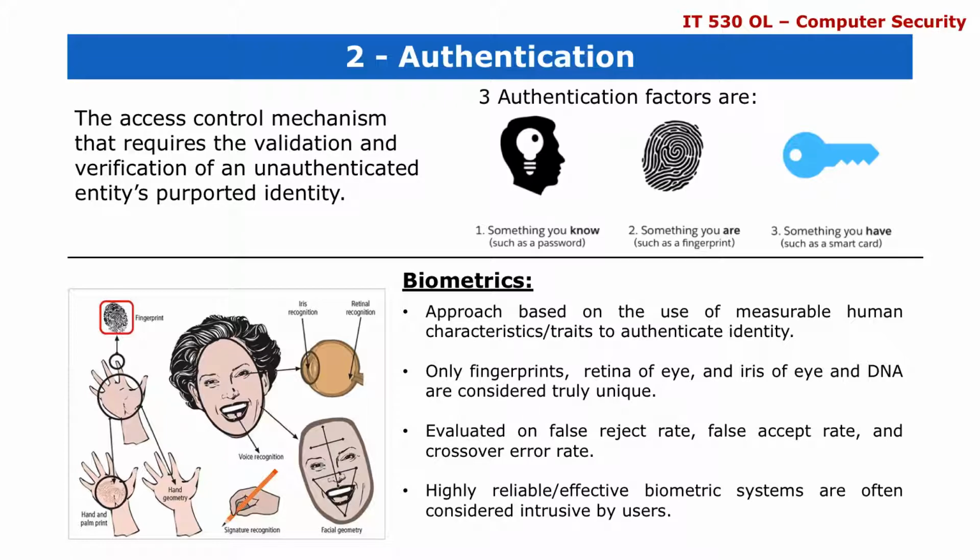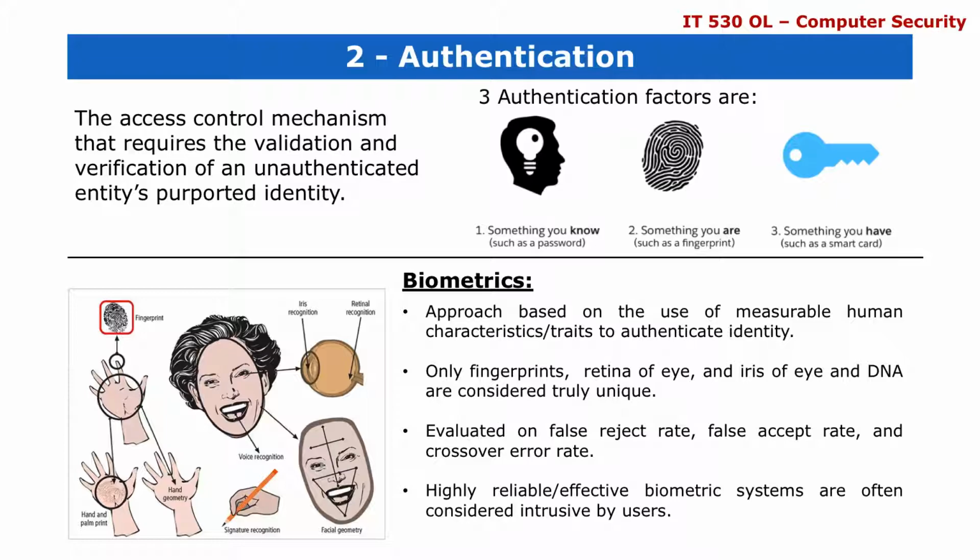Now, when it comes to biometrics, depending on the need, the preferred implementation is to have what we refer to as the crossover rate. That is a balance between the false reject rate as well as the false acceptance rate. That is what we refer to as the CER, and that is usually considered a perfect calibration for biometrics.